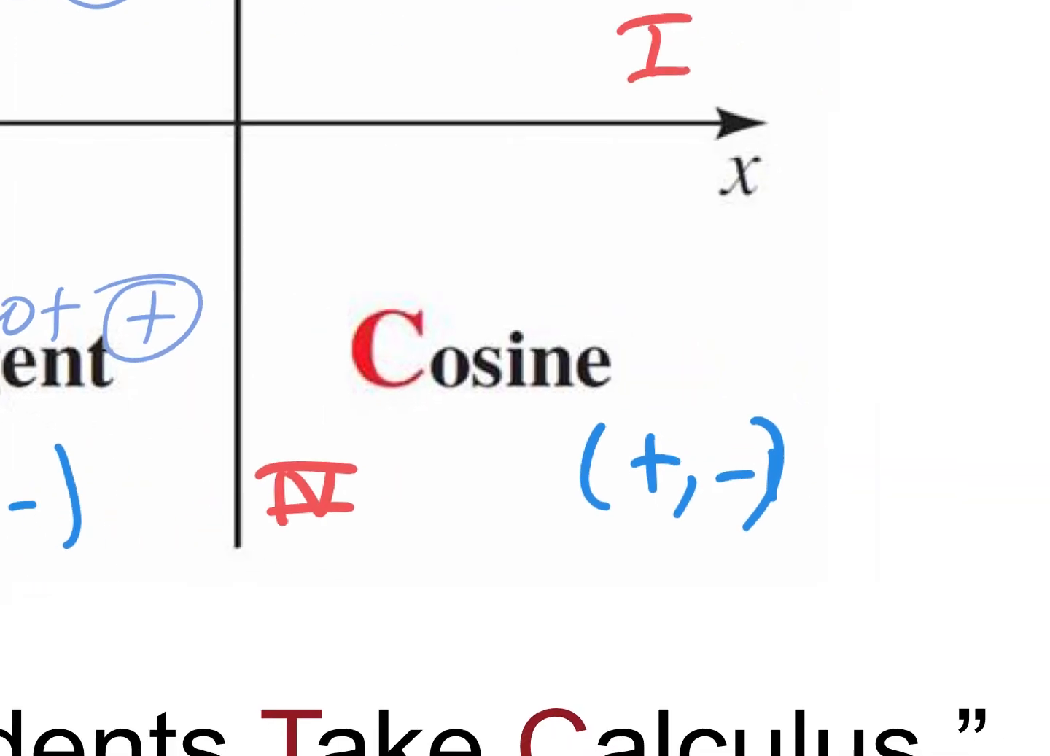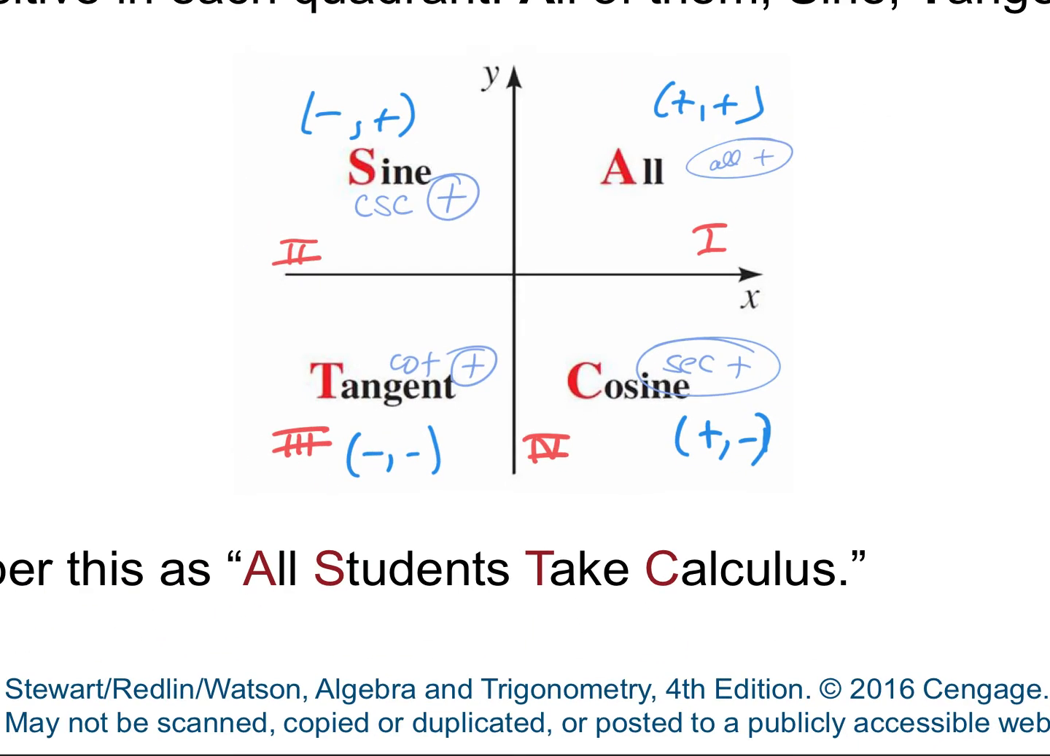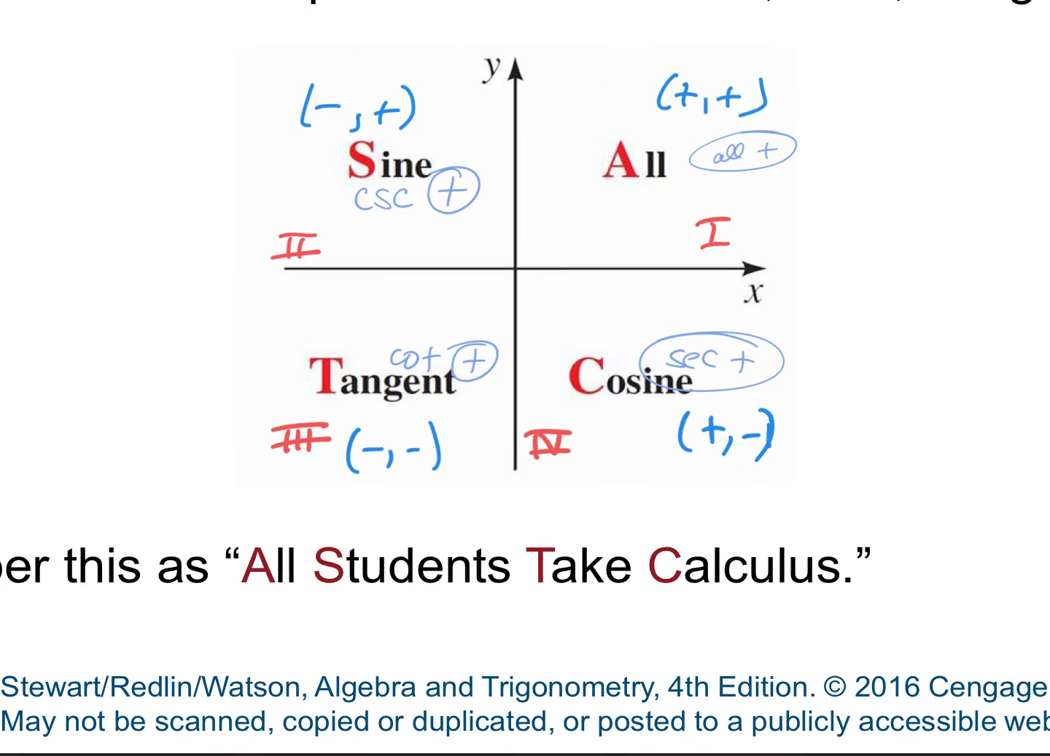And then what about cosine and secant? That's going to be really important for you guys to memorize. There's a mnemonic device, there's two of them. If I said, please excuse my dear Aunt Sally, PEMDAS, right? That's a mnemonic device. So the mnemonic device, remember this, is all students take calculus.